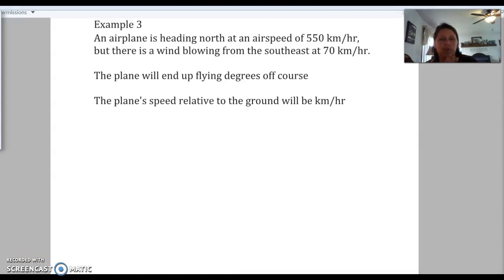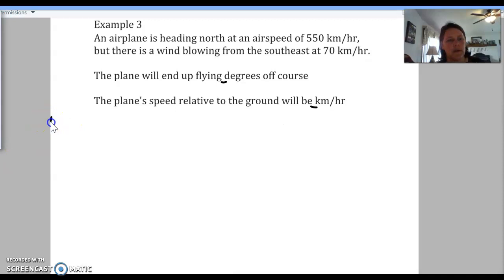All right, example number 3 is another application of how we can use these vectors. So in example number 3, we have an airplane that is heading north at an airspeed of 550 kilometers per hour. But there is a wind blowing from the southeast at 70 kilometers per hour. The plane will end up flying how many degrees off course? And the plane's speed relative to the ground will be blank kilometers per hour. So let's start by looking at some pictures of this.